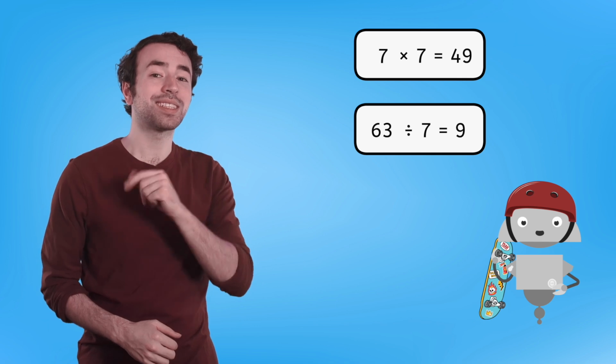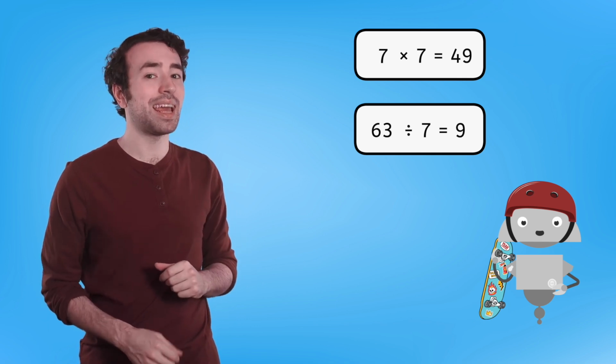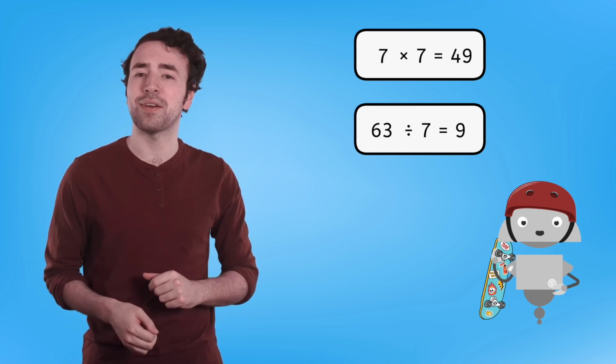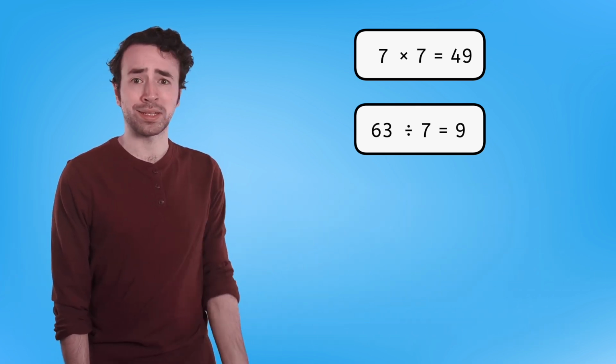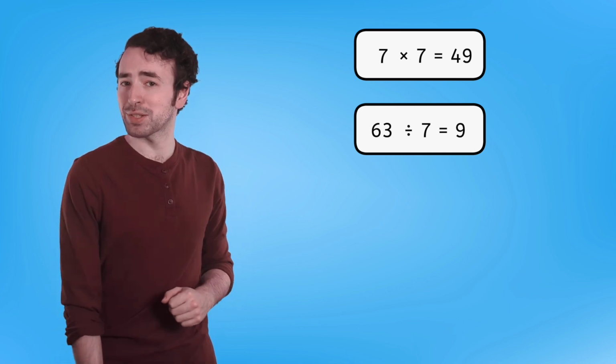Thanks, Evan. 7 times 7 is 49, and 63 divided by 7 equals 9. Just like Mia's family, fact families sure are helpful. I guess it's time to roll on over to our next strategy.